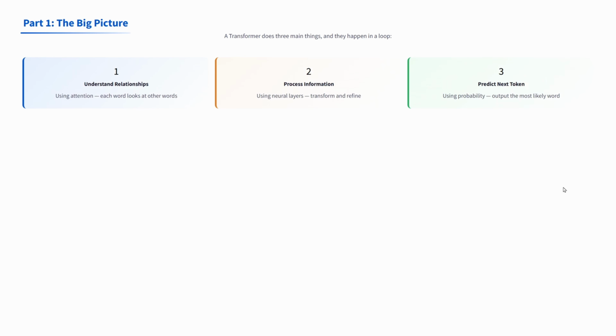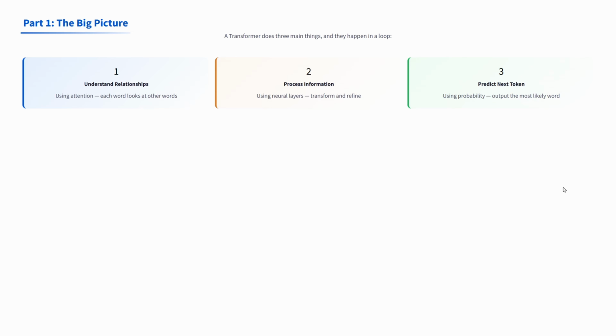Before we look at the details, let's understand what the transformer is actually doing at a high level. The whole thing boils down to 3 main operations, and they are happening in a loop. Step 1 is understanding the relationships. This is where attention comes in. Each word looks at every other word and figures out which ones are relevant.